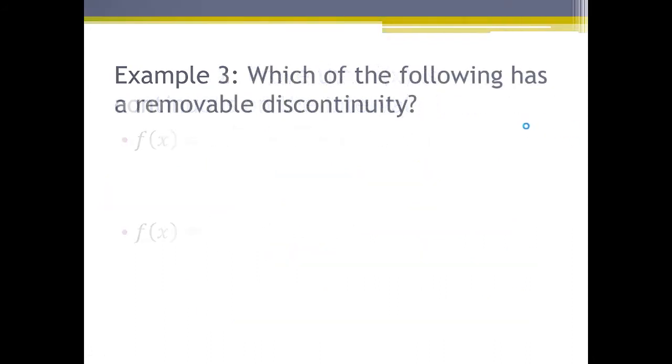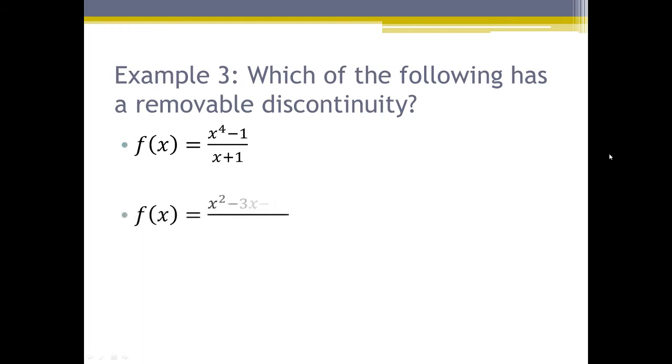Okay, we won't go through that example. Alright, here's another example. Which of the following has a removable discontinuity? I think there's two examples here. So we're going to look for, can I cancel out that x plus 1? The top here, I can factor as follows: x squared minus 1, x squared plus 1, all over x plus 1.